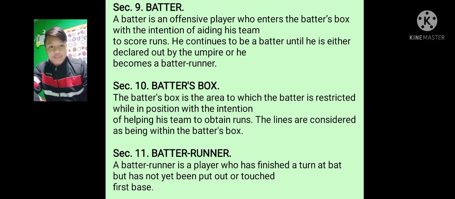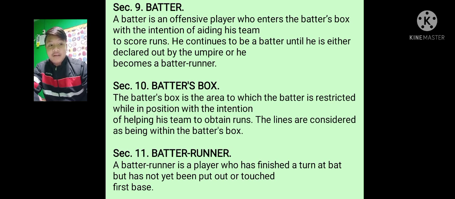Section 9, batter. A batter is an offensive player who enters the batter's box with the intention of aiding his team to score runs. He continues to be a batter until he is either declared out by the umpire or becomes a batter runner. Section 10, batter's box. A batter's box is the area to which the batter is restricted while in position with the intention of helping his team obtain runs. The lines are considered as being within the batter's box.